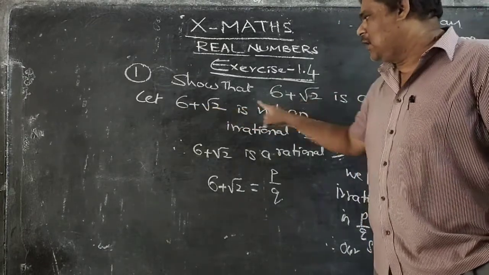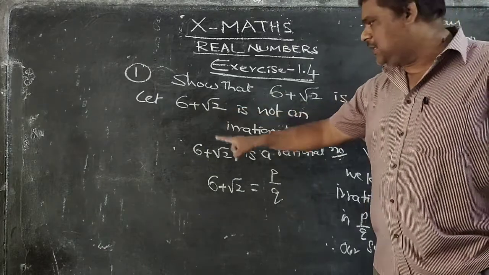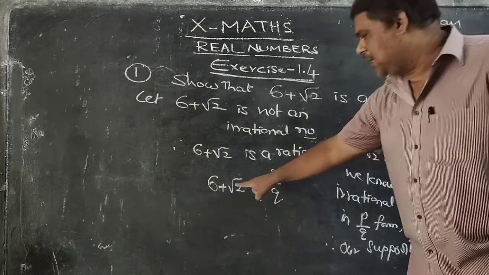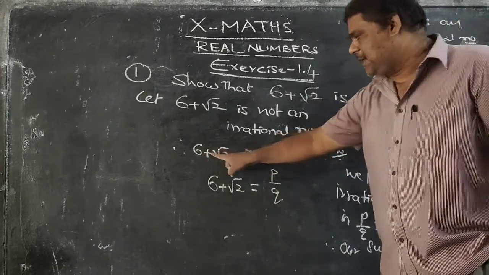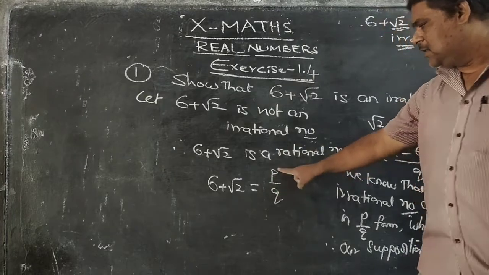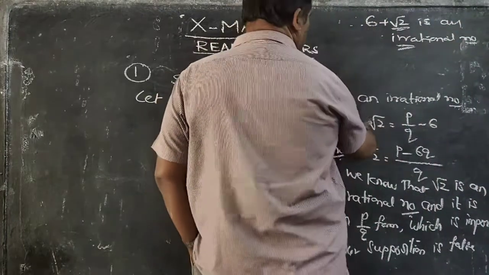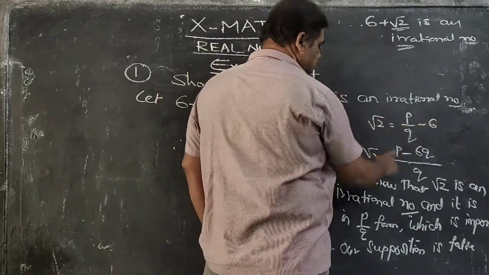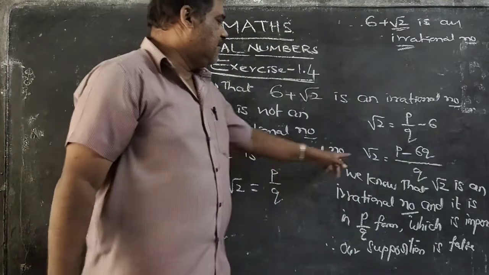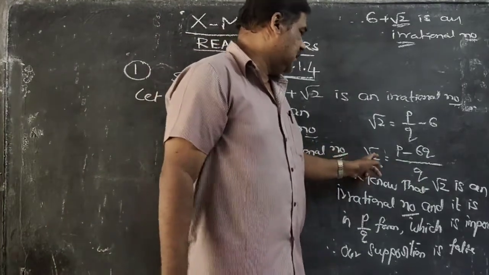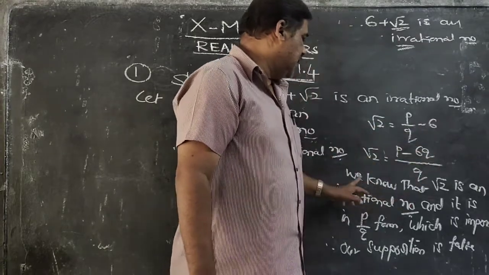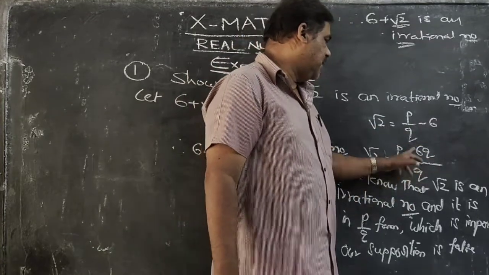If a number is not irrational, then automatically that number will become rational. Every rational number can be written in P by Q form. So 6 plus root 2 is a rational number, so it can be written in P by Q form. Send 6 that side, root 2 is equal to P by Q minus 6. Root 2 is equal to P minus 6Q by Q. Here we know that root 2 is an irrational number, and an irrational number cannot be in P by Q form.